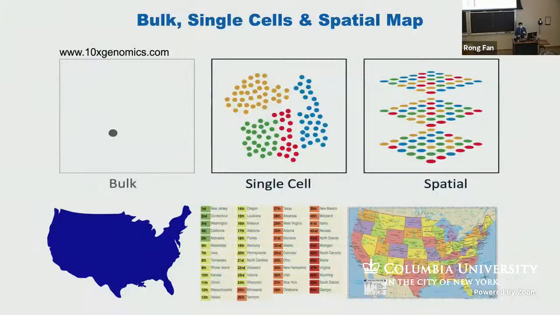And so if you're working on single cell sequencing and follow the 10x Genomics website, you'll probably have seen this diagram over and over, which describes the data structure for bulk RNA sequencing, single cell sequencing, and spatial sequencing, right?